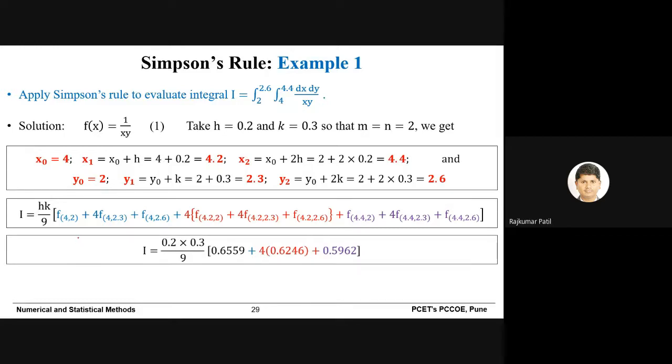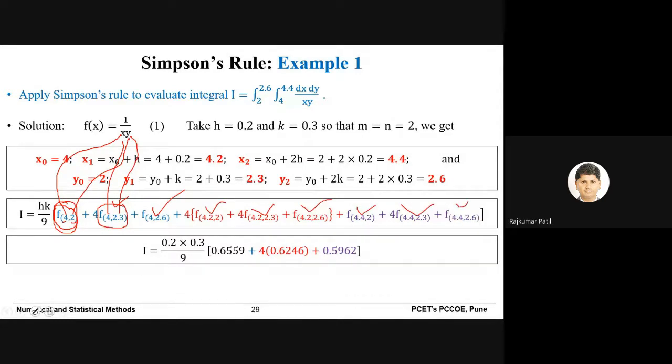Then every time, as I mentioned, if we want to calculate f of 4, 2, then put x equal to 4 and y equal to 2 in equation number 1. So when you do that, you will get the value of f of 4, 2. Similarly, when you want to calculate f of 4, 2.3, put x equal to 4 and y equal to 2.3 in equation number 1. You can calculate this part. Similarly, put these values in equation number 1 and you will get the answer.